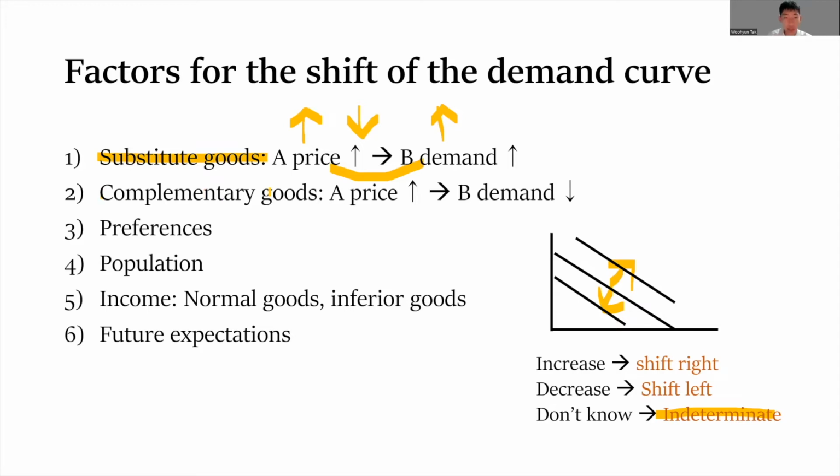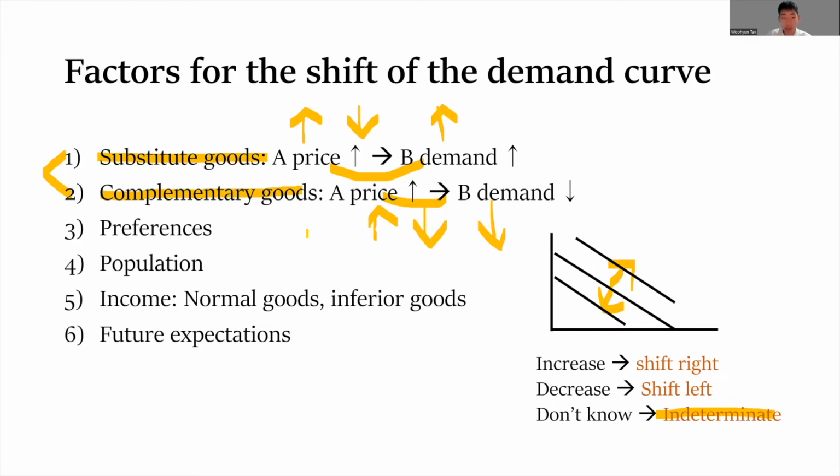Second is complementary goods. Complementary goods are goods that are usually bought together to maximize utility. When the price of A increases, in this situation the demand of A will decrease and the demand of B will also decrease, because A and B are very related to each other. Therefore, you have to know the difference between substitute goods and complementary goods.